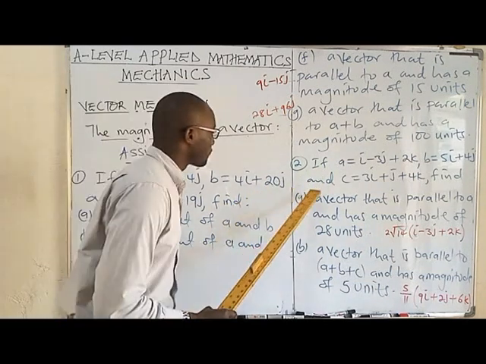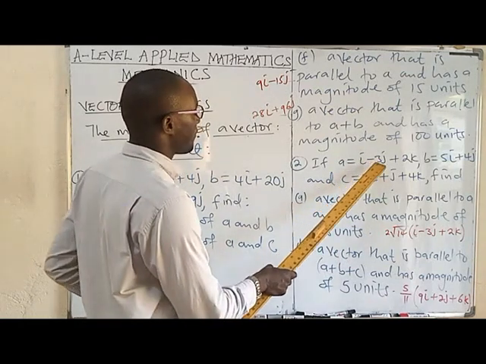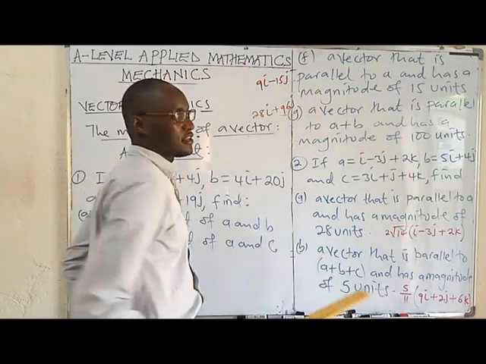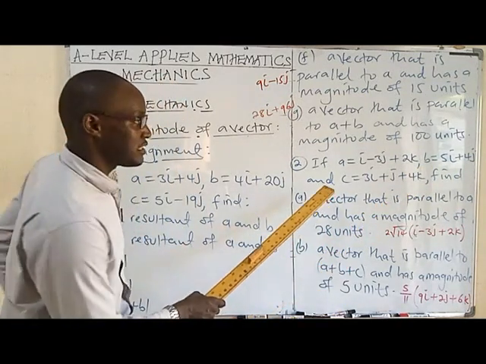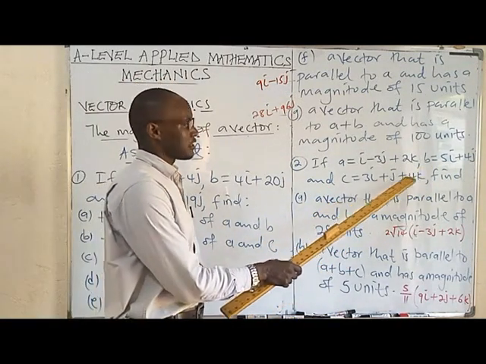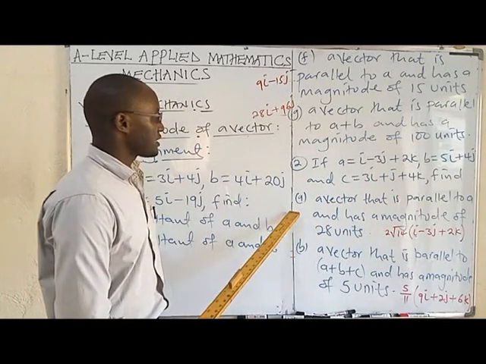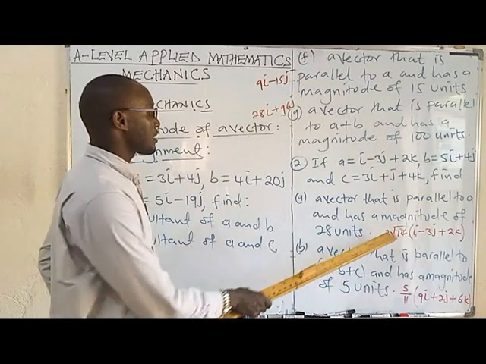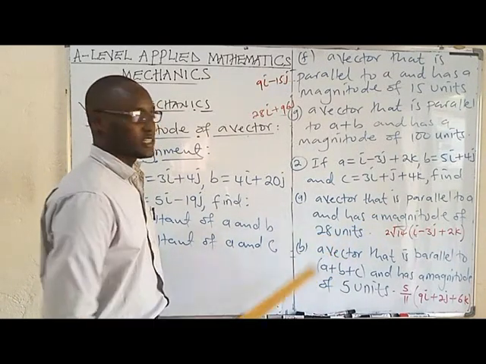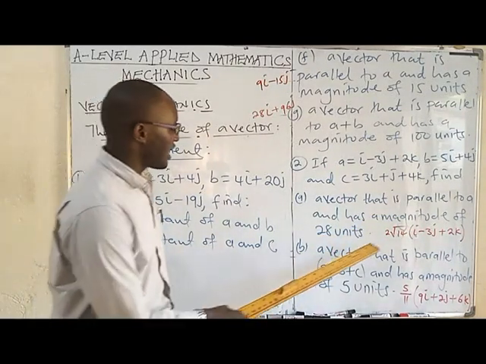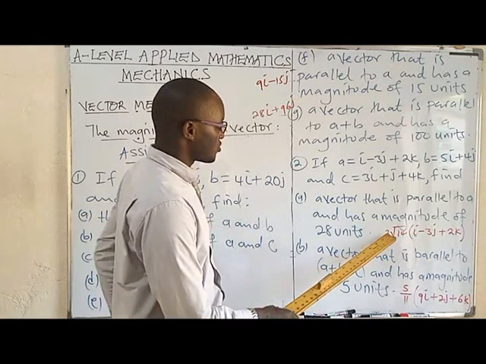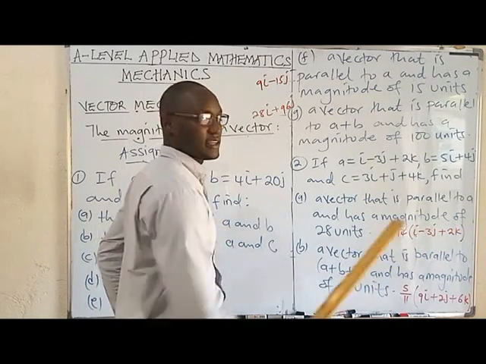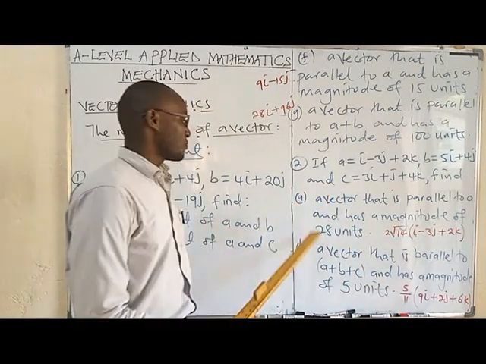Then number 2: if A is equal to i minus 3j plus 2k, B is 5i minus 4j, and finally C is i plus j plus 4k. Find part A, a vector that is parallel to A and has a magnitude of 28 units. I've quoted the answer here: 2 root 14 brackets i minus 3j plus 2k. That is the answer for number 2, part A.